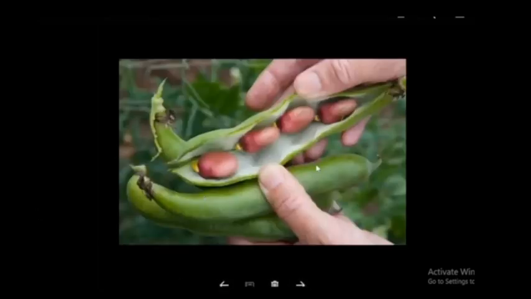So here is the pod, because the seeds come out in pods. This is a fresh pod, freshly procured from the farm. So we have the bean seeds inside the pod. For you to have access to the seed, you need to get all of the pods when they are ripe, and then you break them open. So that is how you get the bean seeds.